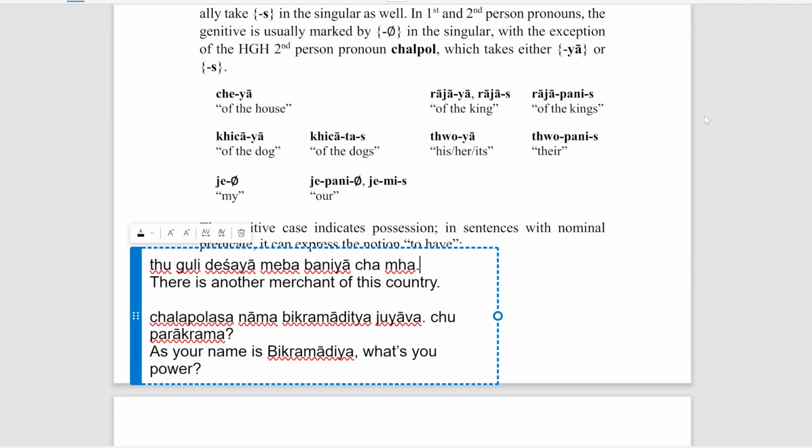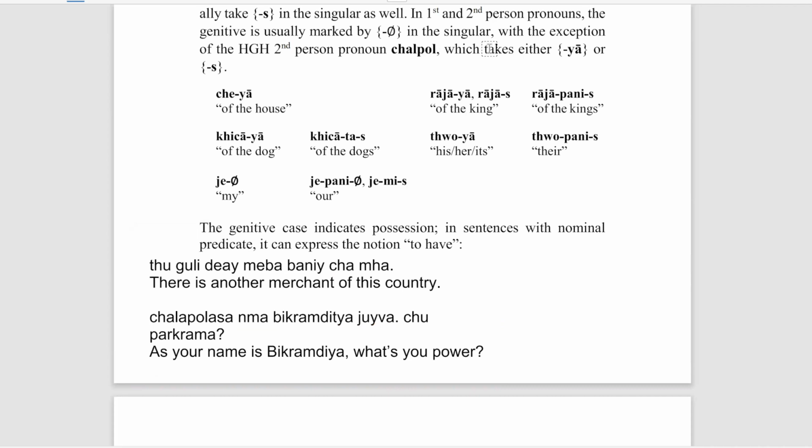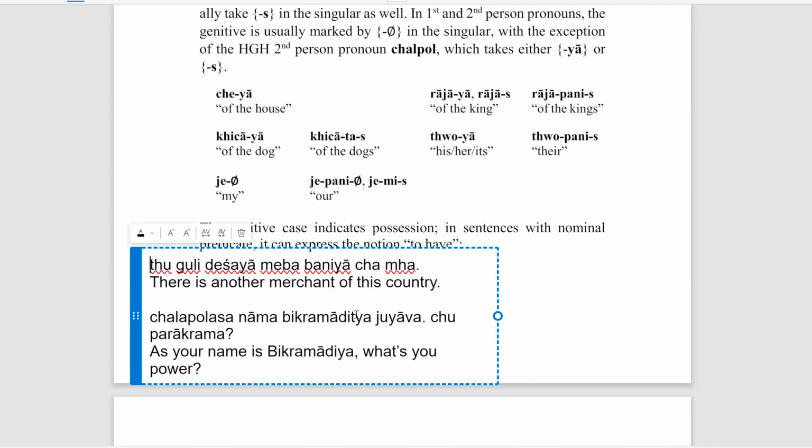Oh yeah. Second person pronoun with the genitive. Yes, exactly. Genitive. Yeah, we see here the high honorific second person pronoun chalabola takes either ya or sa. So you can say chalabola sa or chalabola ya. And then nama is name. Yes. And then Vikramaditya is Vikramaditya. Yeah, that's just the name. And then a proper name.